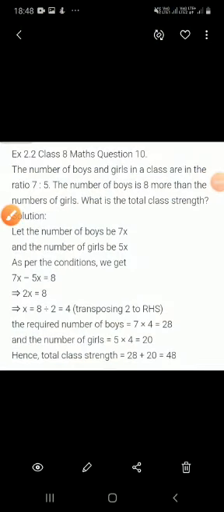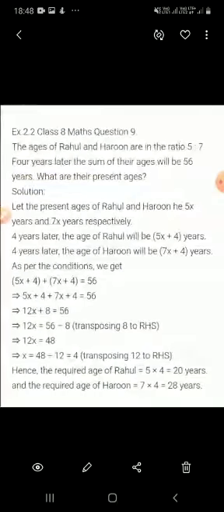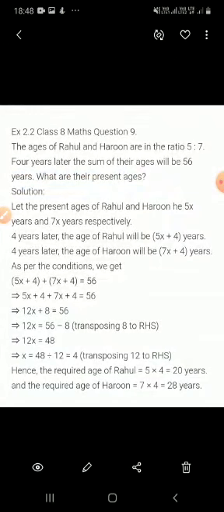Hello students, here we are with the solution of exercise 2.2 from question 9 to question 16, and today we will be able to finish this exercise. Question 1 to 8 we have already solved in the previous video lecture.